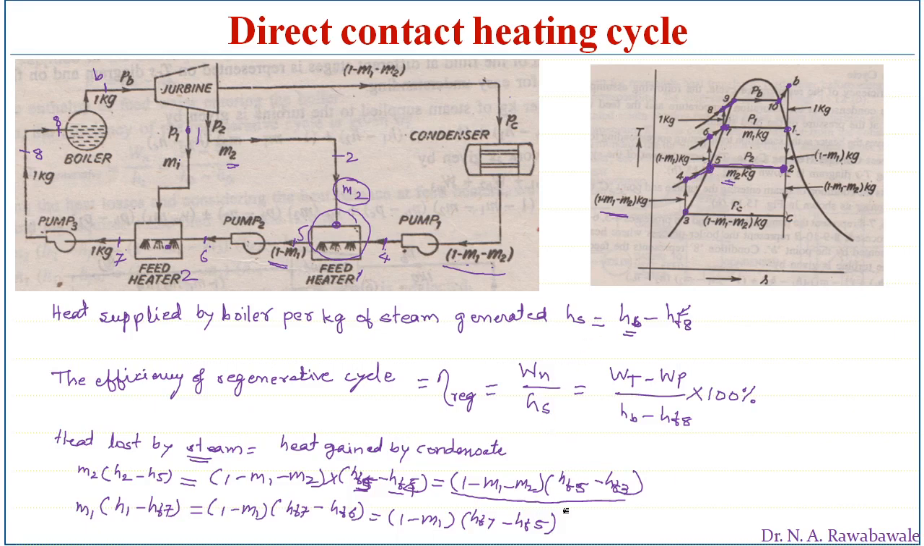So we can write this equation for heater number 2, and this is for heater number 1. This is nothing but heat balance. The heat given by M2 kg of steam is absorbed by 1 minus M1 minus M2 kg of condensate. In the second case, M1 kg of steam gives its heat, and 1 minus M1 kg of condensate absorbs heat, where the enthalpy of steam falls from H1 to HF7, and the enthalpy of condensate increases from HF6 to HF7. So this is how the direct contact heating cycle works.